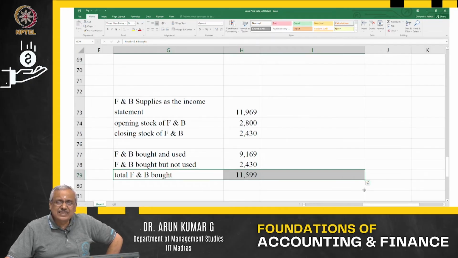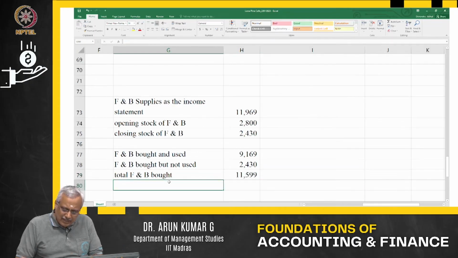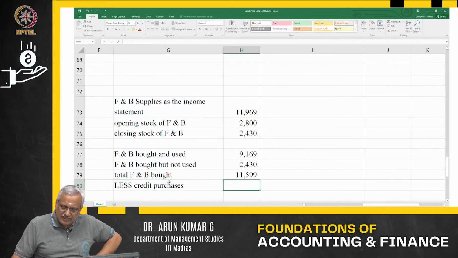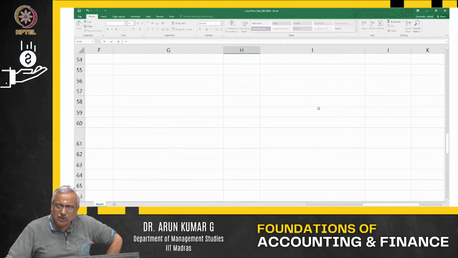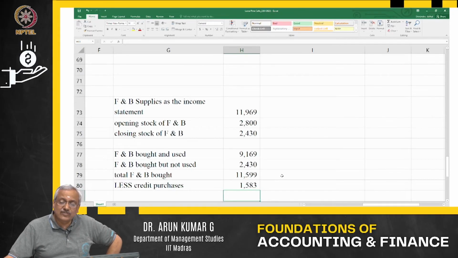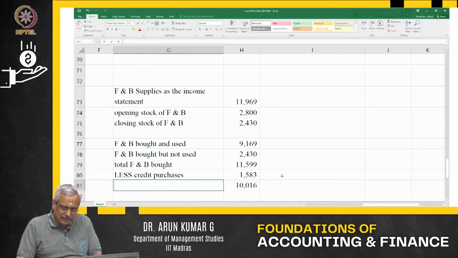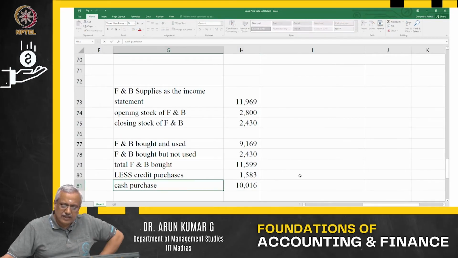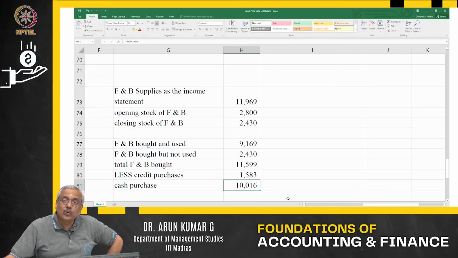Beautiful. How much is the cash you have paid? I have bought something on credit, so less credit purchases. What is the credit purchase? Go to the closing balance sheet. It says creditors for supplies 1583. So what is the cash purchase? Cash purchase is 10016.